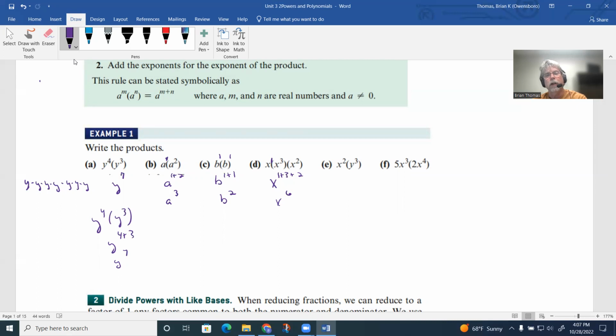Notice here, x squared times y to the third, the bases are not the same. So we cannot apply the law of exponents here. So this is simplified. Simplified means really we can't go any further.